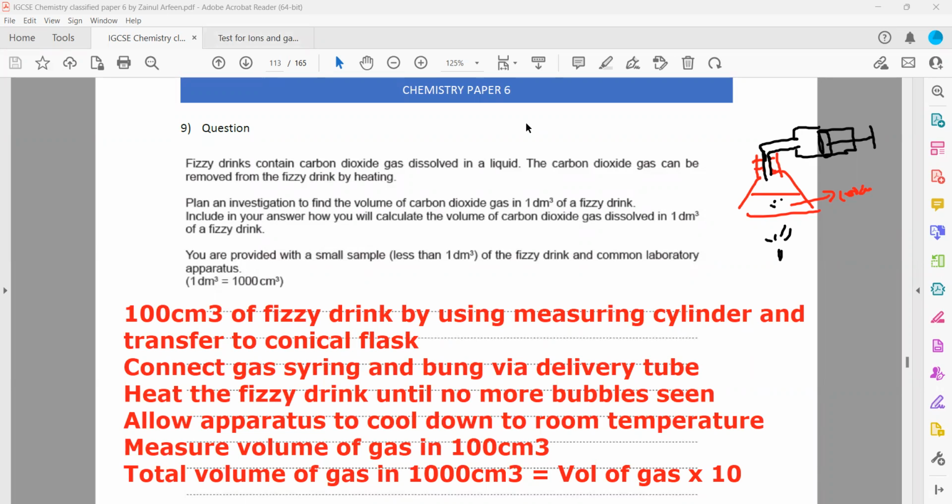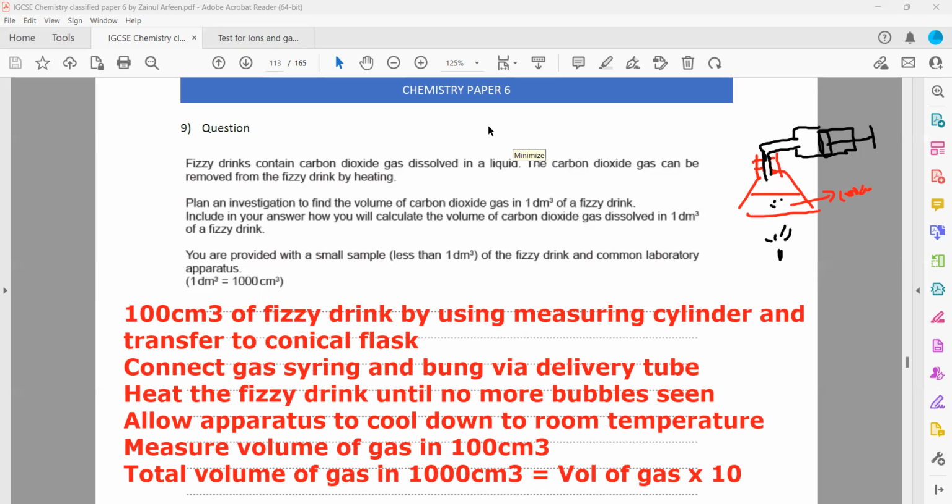Why don't we need a time interval? Because we want all the gas to be released from the fizzy drink. That's why we are not measuring rate. We are not measuring how much time it will take to release all the gas. We just want to measure what amount of the gas is dissolved in this fizzy drink. That's why time is not needed here.